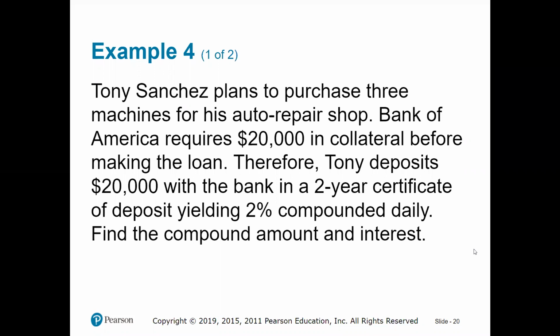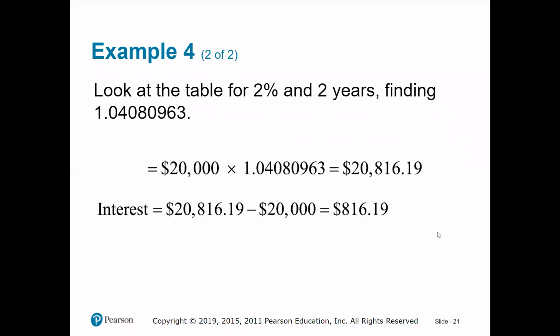So we're given the following example. Tony plans to purchase 3 machines for his auto repair. The bank requires $20,000 in collateral before making the loan. So Tony deposits $20,000 with the bank in a 2-year CD yielding 2% compounded daily. Find the compound amount and interest.